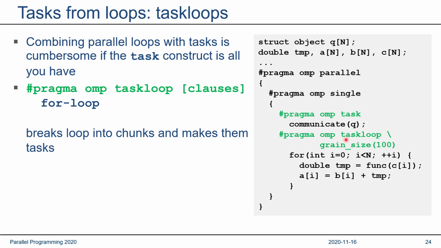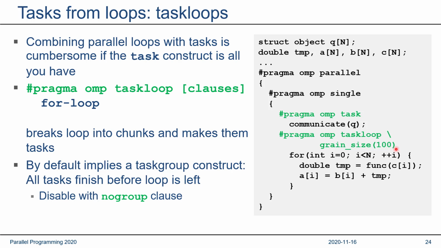Now, the taskloop takes a couple of clauses, and the most interesting one is grainsize, which we specify to be 100 here. So this is a similar parameter to the chunk size in the loop schedule. It just tells the runtime in which chunks the loop should be chopped in order to produce tasks.